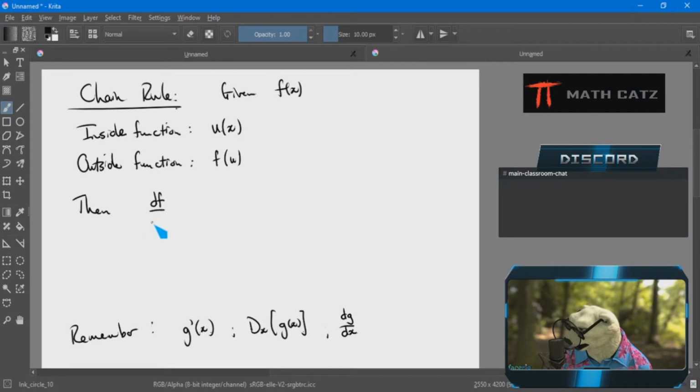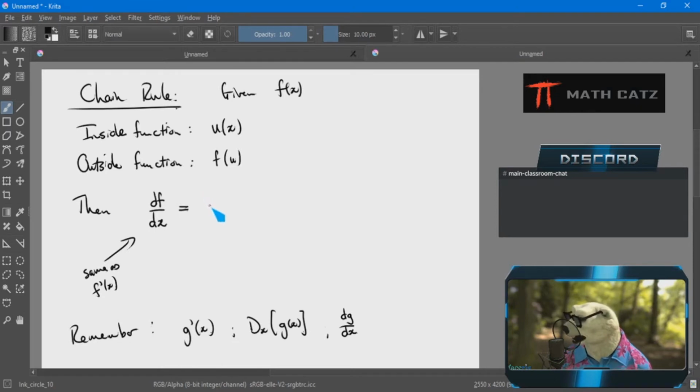My original function's name is f. My original variable is x. That's what I'm looking to find. This is the same as f prime of x. Exact same. I'm using the little d notation because when I look at this big picture, it's going to help me set this up. The chain rule says I'm going to have two parts.